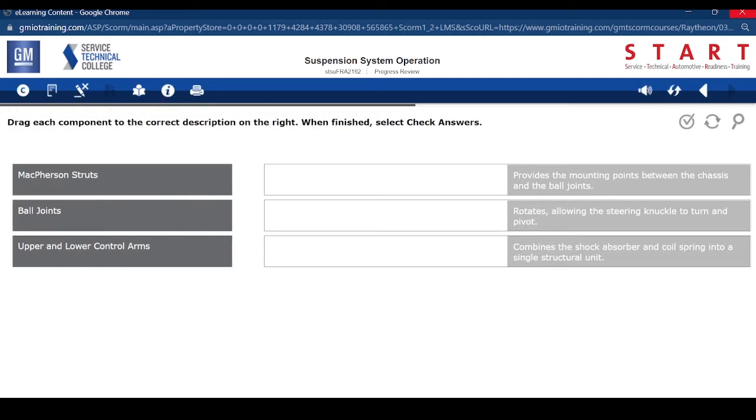Drag each component to the correct description on the right. When finished, select Check Answers.